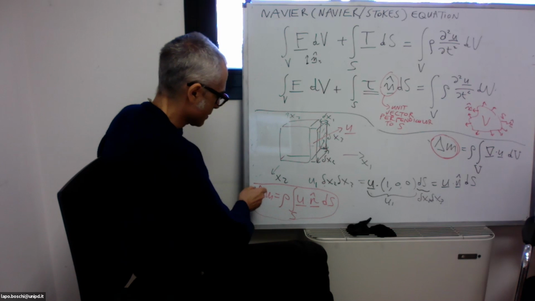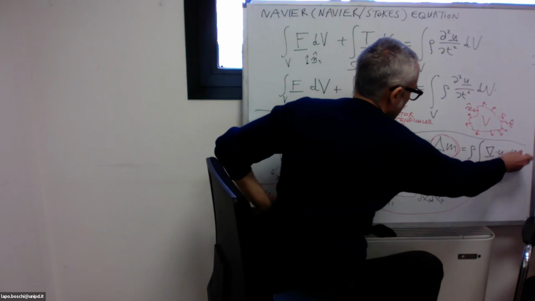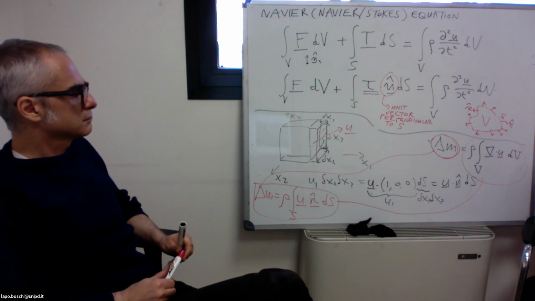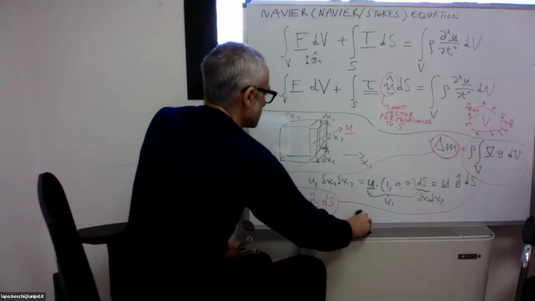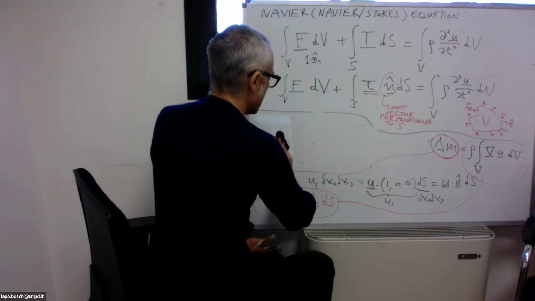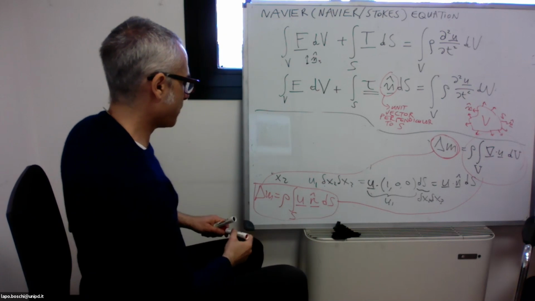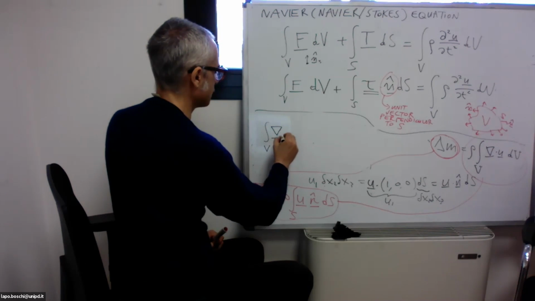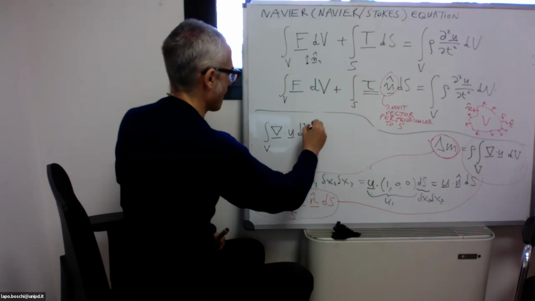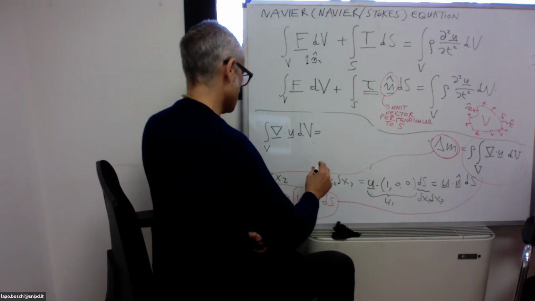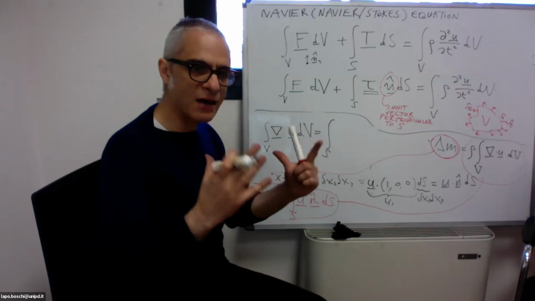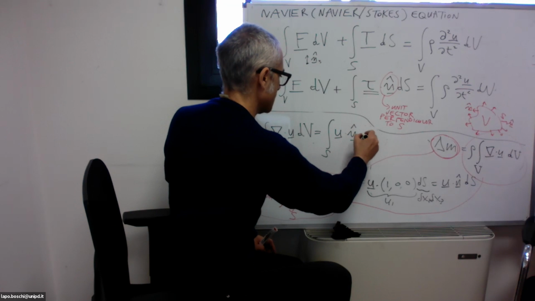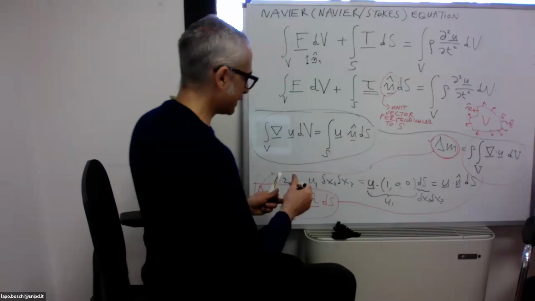So here we go. These two quantities must be the same, which boils down, if I cancel rho out, to the integral over the whole volume of the divergence of u equals the integral over the surface that bounds V of u dotted with n dS. Okay, and that is the divergence theorem.